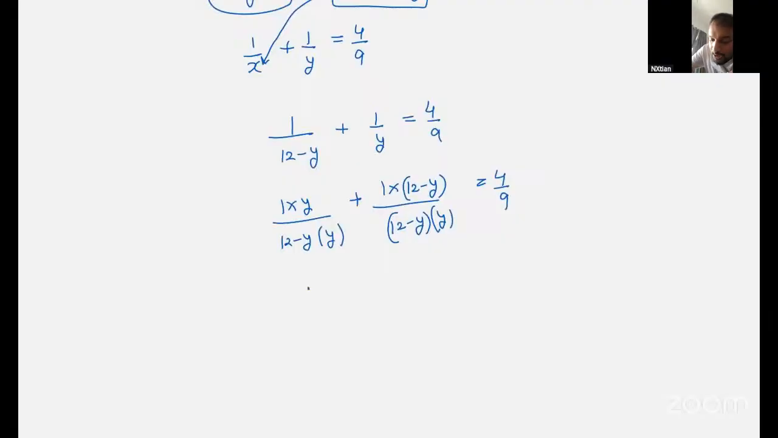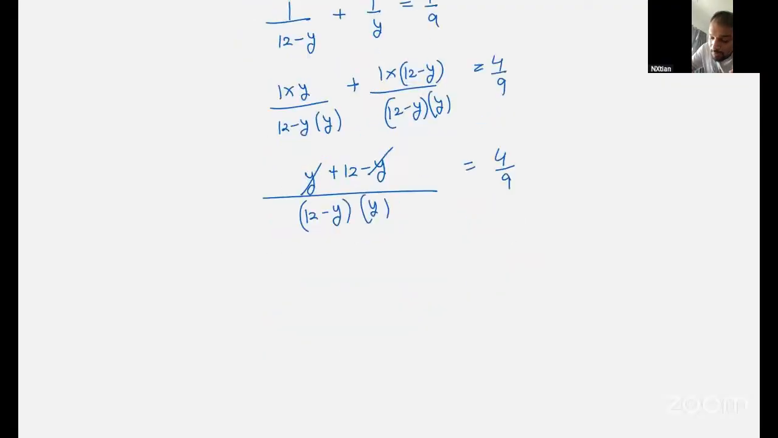Okay. So now the denominator will be same. So it will become y plus 12 minus y upon 12 minus y multiplied by y, because the denominator is already same, is equal to 4 by 9. I make the denominator same. Now this plus y, this minus y will cut. So it will become 12 upon 12y minus y square. What I did, I multiplied this with each term, is equal to 4 by 9. Did you understand, guys?